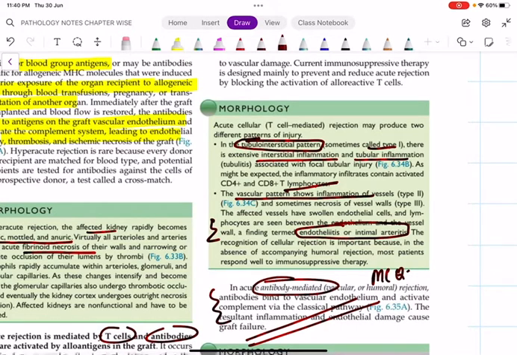Just know the keywords, because in exams, what we want to know at the end of this is just the keywords. We should not remember the mechanism in depth. We have a lot to read, so we have to just remember the keywords.